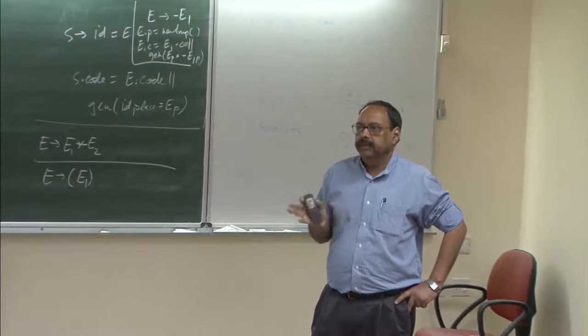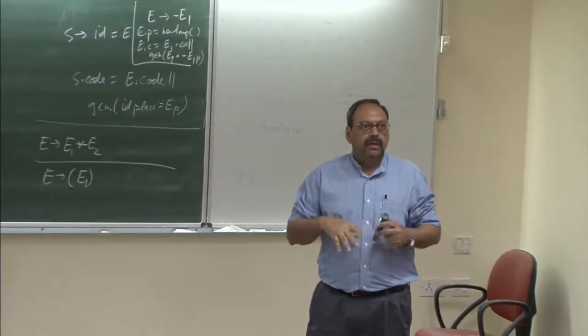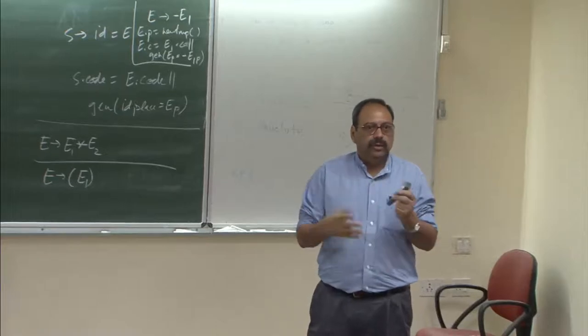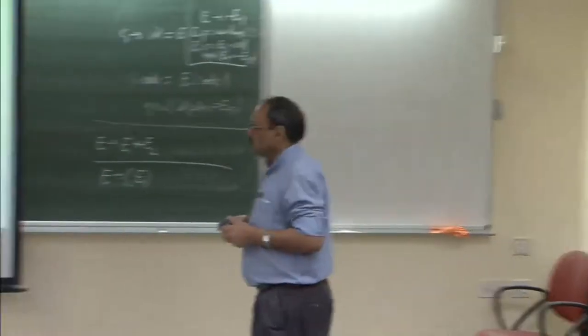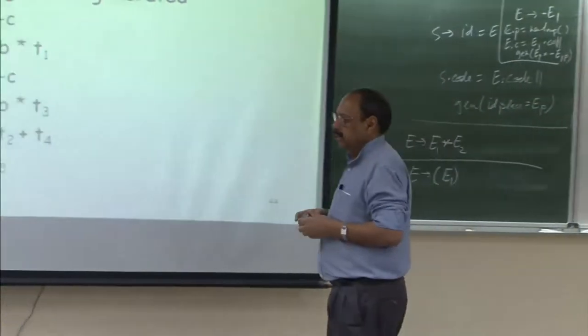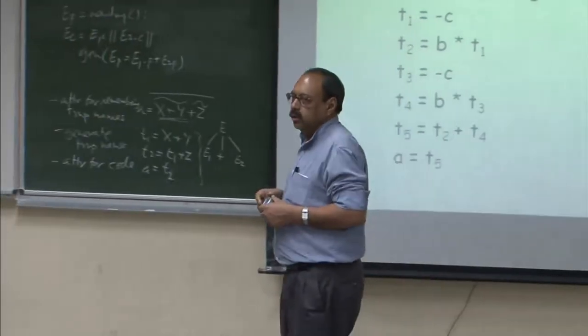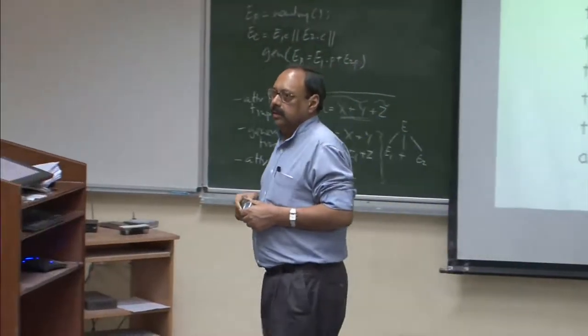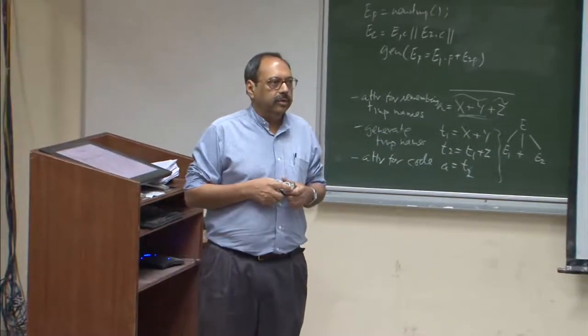Clear? Any questions on this? So this looks fairly straightforward as far as generation of three-address code for expressions is concerned. Any complexity involved, something which is not clear, anything? Because this is something you are going to heavily use in all your projects. You need to do code generation and you need to understand how to write all the rules there.